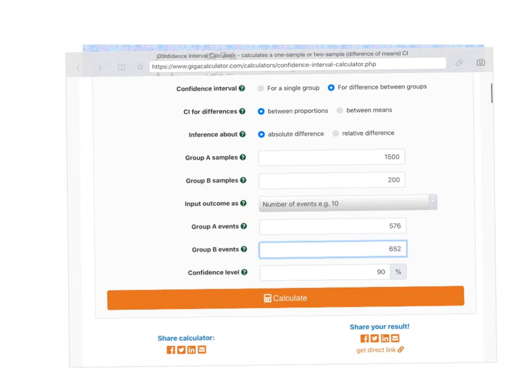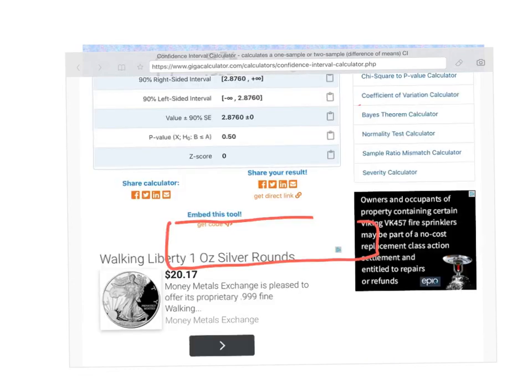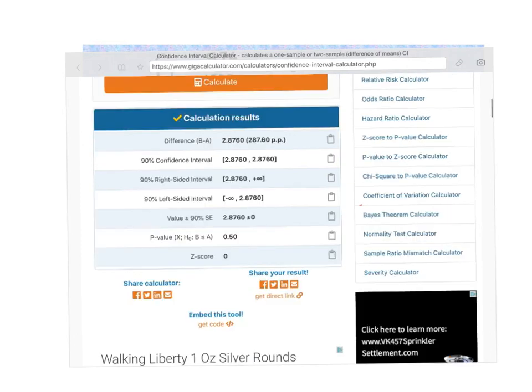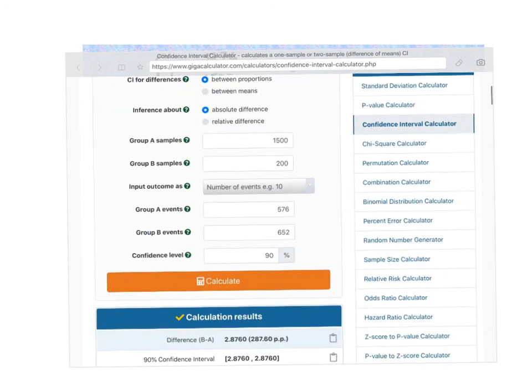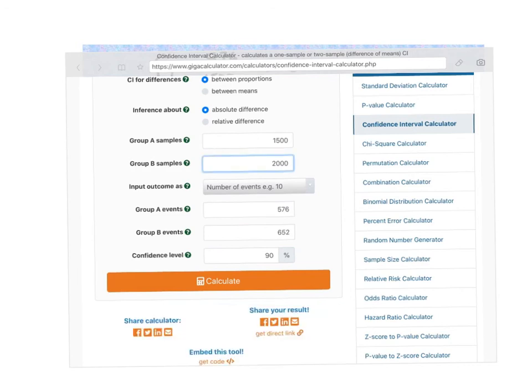So let me click calculate and watch what happens. Oh, let me erase this too. All right, so watch what happens. 90%. Huh. 1,500, 576. Oh, my bad. I put 200. Again, I forgot a zero. Sorry about that. Okay, let's try one more time. Calculate.